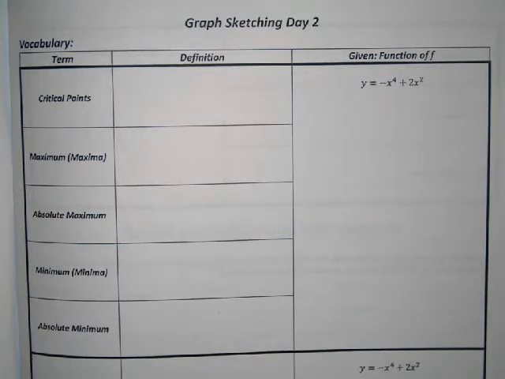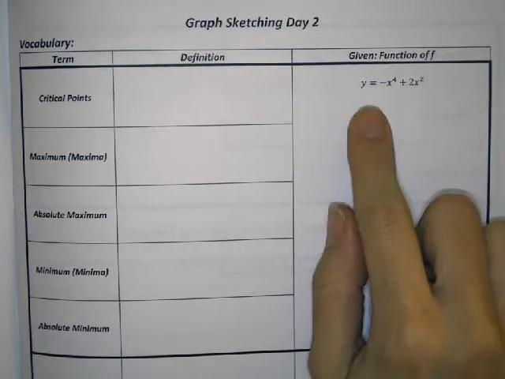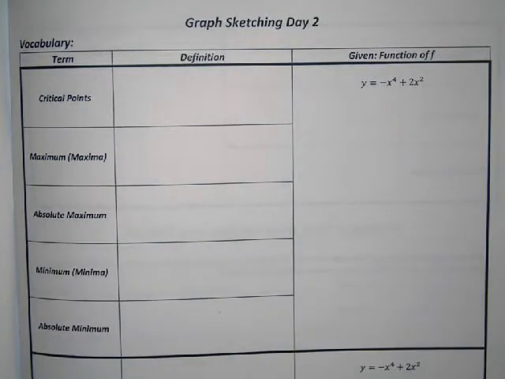Hello everyone. Today we're going to keep working with graph sketching, and we're going to be using the same vocabulary that we've been working with the last couple of days. The difference today is now instead of getting all of this information about our function from a graph, we're going to be getting the same information, but now what we're given is the equation of the function.